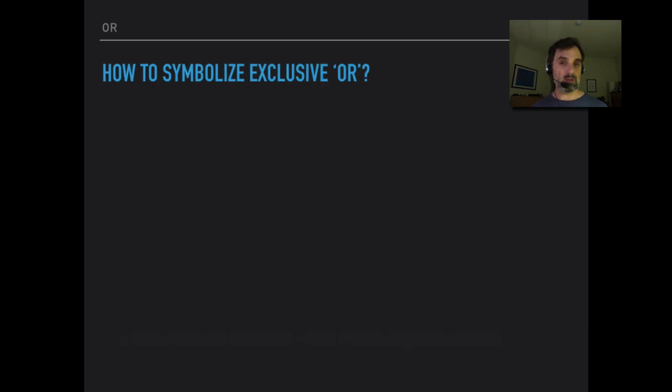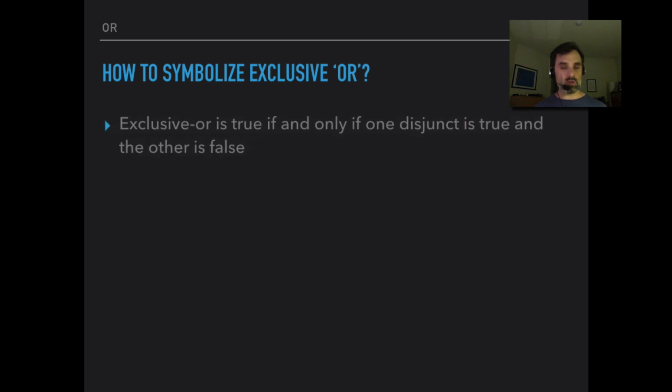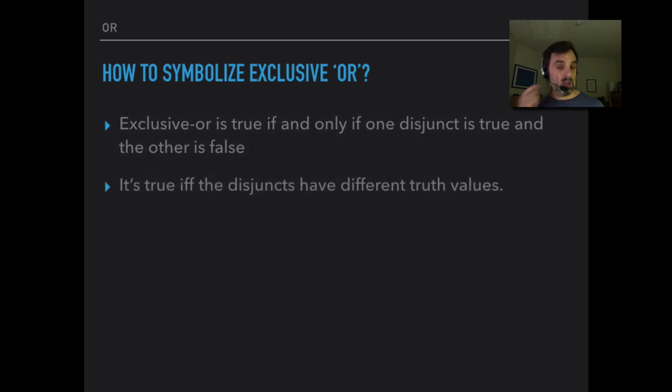So how do we symbolize? Whenever we see an or, we're going to think that's inclusive and symbolize it with the V symbol. If for some reason you wanted to symbolize an exclusive or, how would you do that? Well, exclusive or is false if both disjuncts are false, and it's false if both disjuncts are true. It's true if one disjunct is true and the other is false. In other words, it's true if and only if the disjuncts have different truth values.